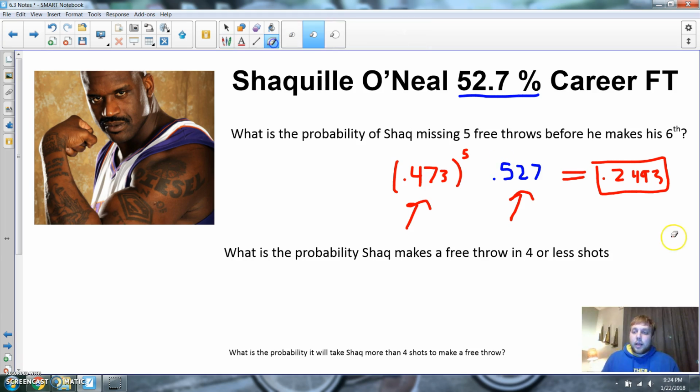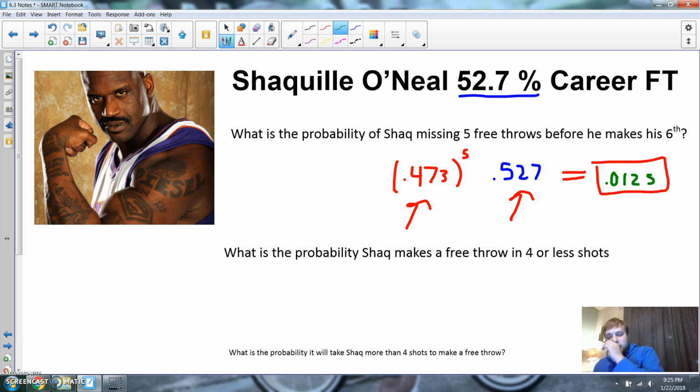I thought this was a little high. Forgot to put the 5th power. Oh my goodness. 0.473 to the 5th times 0.527. Alright, so he's got a 1% chance. 0.0125. There, that's a little bit better. Okay, that's the shot he's got.